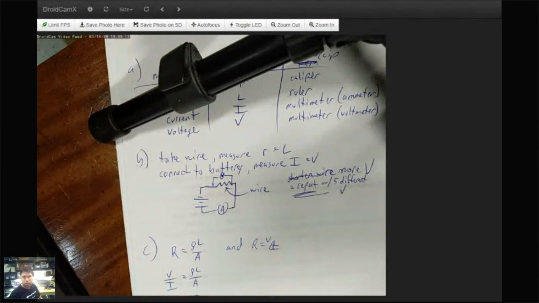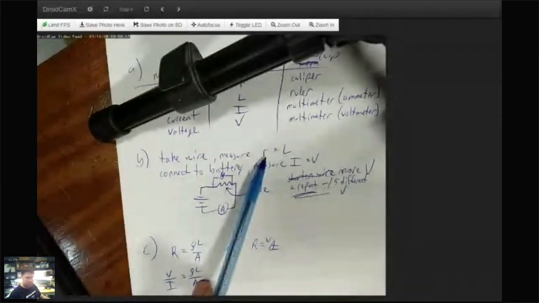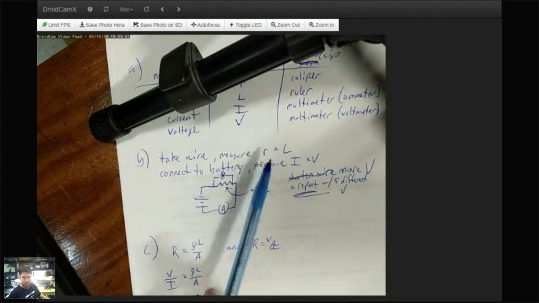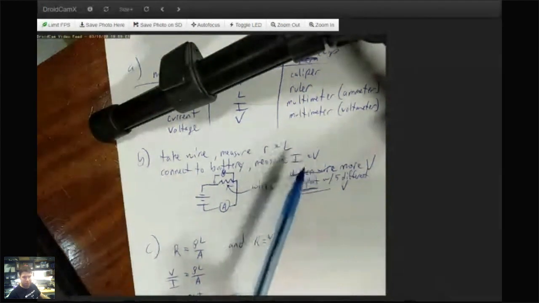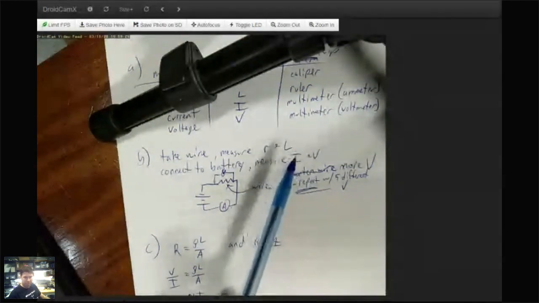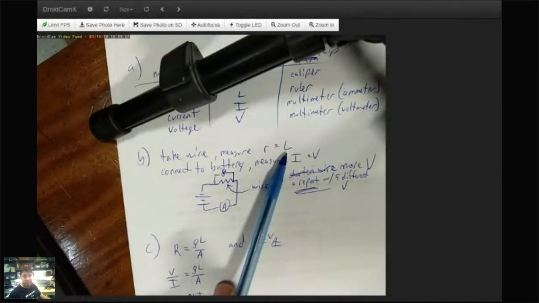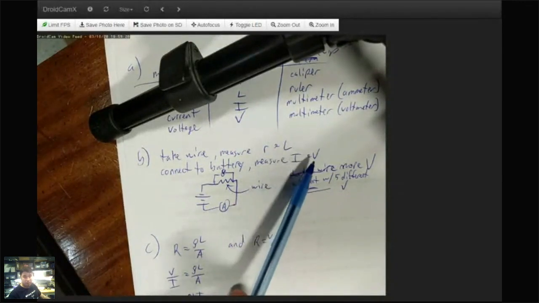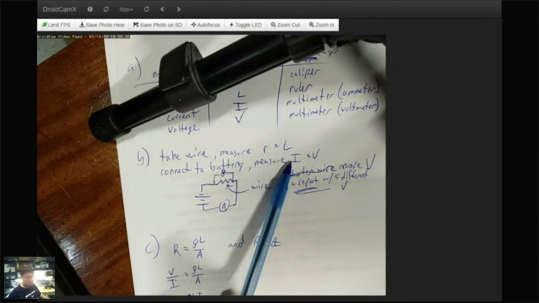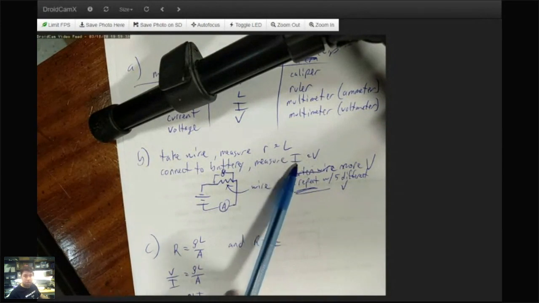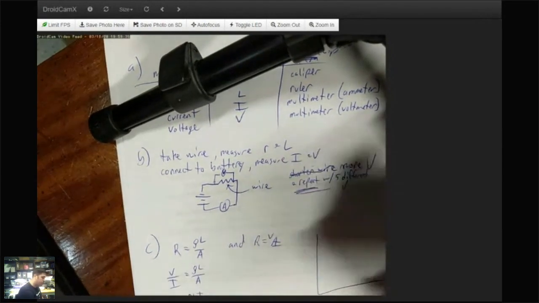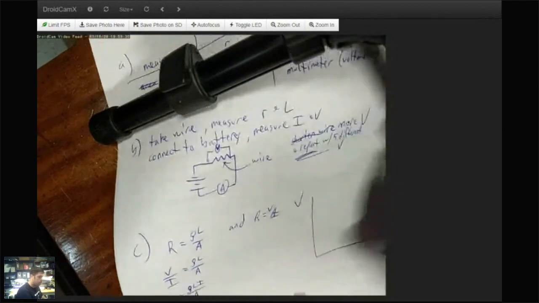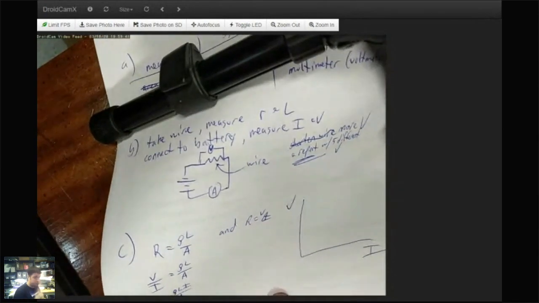Well, did we change the radius of the wire at all? No, I kept that the same. Did I change the length? Well, I was going to, but then we said, no, we're going to stick with the voltage. So the length stayed the same the entire time. Voltage went up. Current's got to be the other thing that changes. So I want to make a graph of voltage versus current.